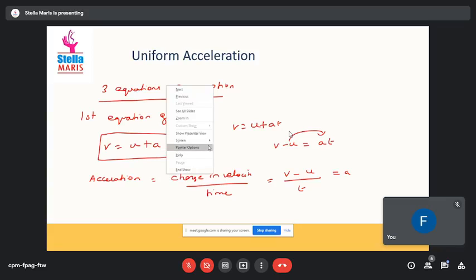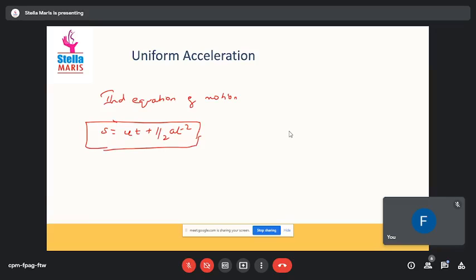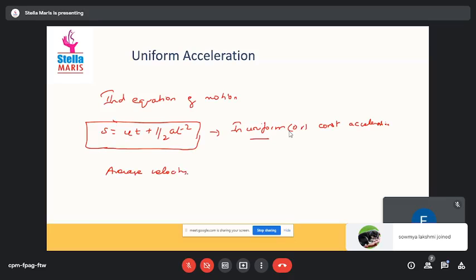And the second equation of motion, anybody? Yes. s equal to ut plus half at squared. This is also an important equation, and you should know the derivation also, because we're going to apply some parts of the derivation while solving problems. So always remember, in uniform or constant acceleration, when a particle is moving in a straight line with constant acceleration, the average velocity, you know what is average velocity, right? What is the average velocity formula?